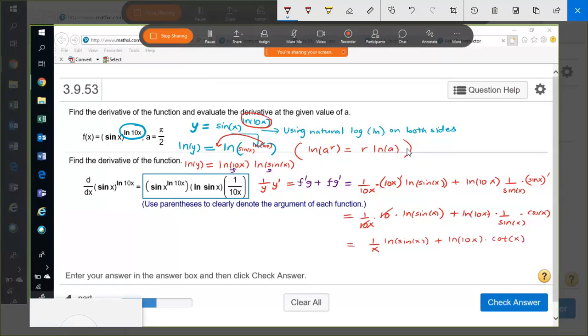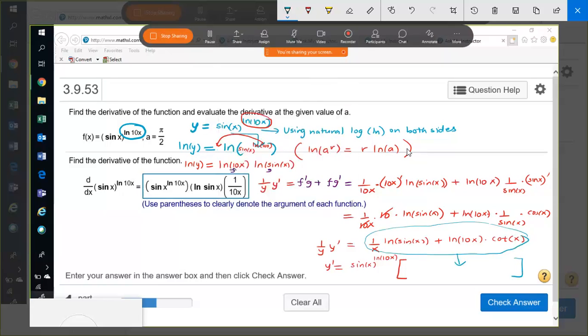which is the same as 1 over y times y prime. I'm interested in finding y prime, so I multiply by y on both sides, which is your function, sine x raised to the ln 10x, and then inside goes all of this. All of this goes right here. So that's your derivative.